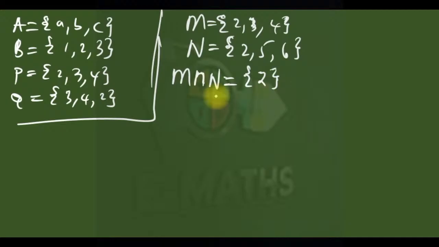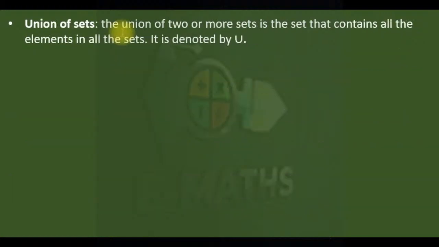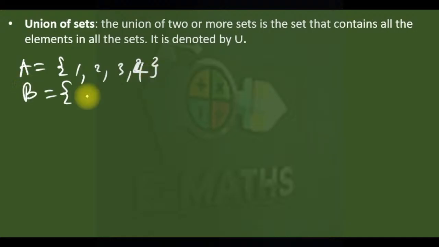So the elements that are contained in both sets is the intersection. So finally, union of sets. The union of 2 or more sets is the set that contains all the elements in all the sets. So if you have set A, 4, and you have set B, maybe 0, 2, 4, 5, 6, 7.